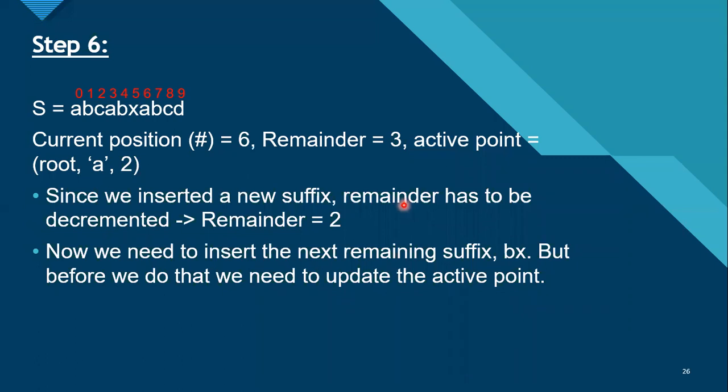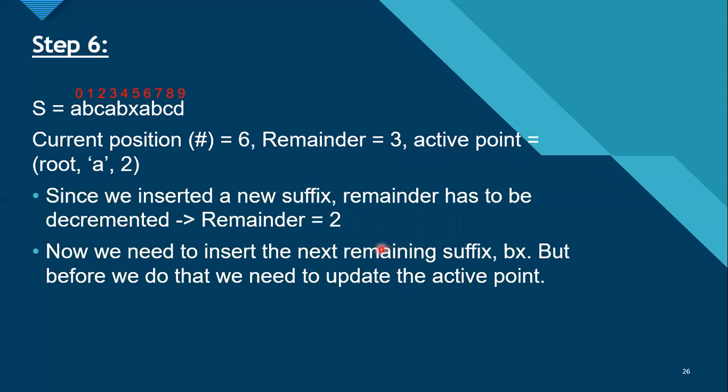Okay, so we just inserted the new suffix X. According to the rules of the remainder, it has to be decremented by 1, so it becomes 2 instead of 3. And now we need to insert the remaining suffix bx.